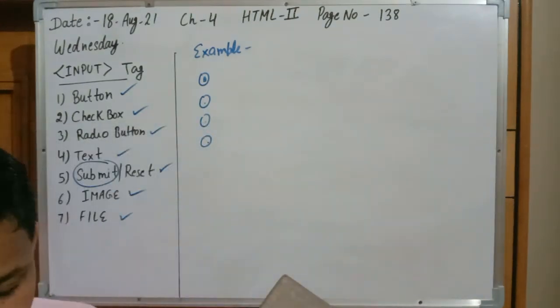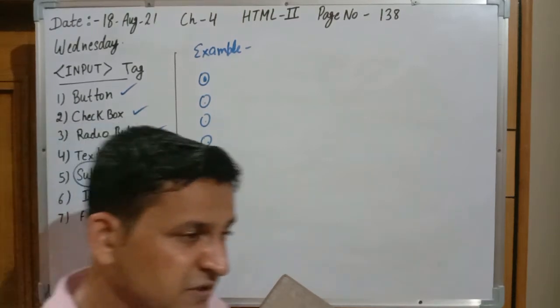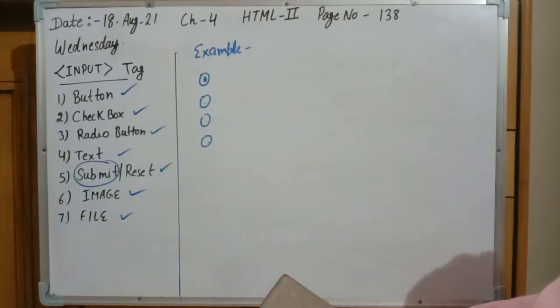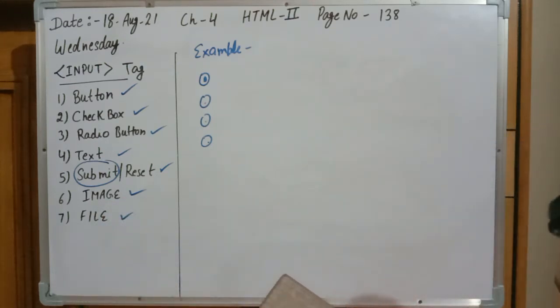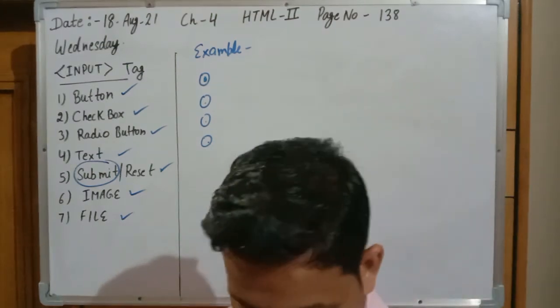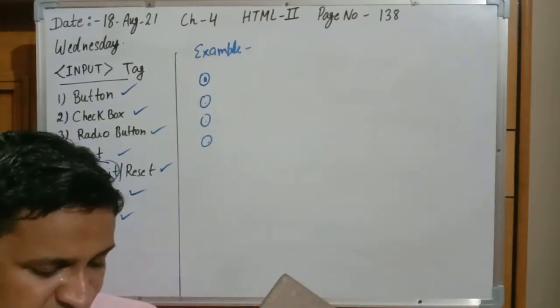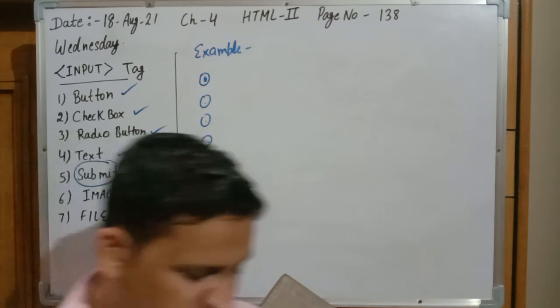The name of the first radio button is R1 and the value is male. The second radio button has the name R2 and the value is female. The third radio button has the name R3 and the value is transgender. After preparing 3 radio buttons, they have prepared one submit button. Again the same thing: input type is equal to submit and the value is submit. You will see the output on page number 141.